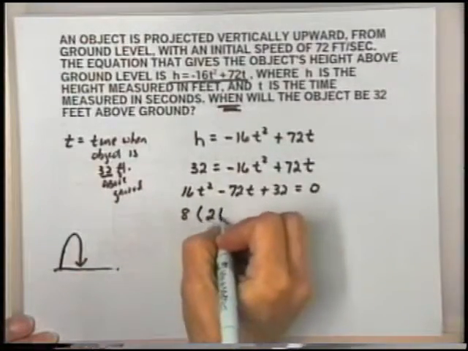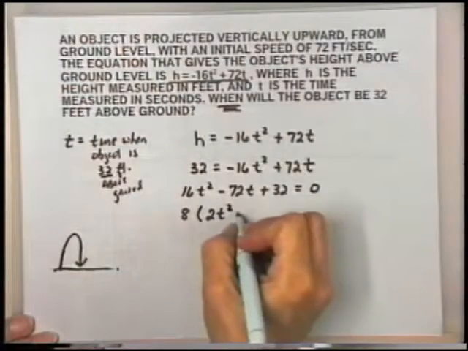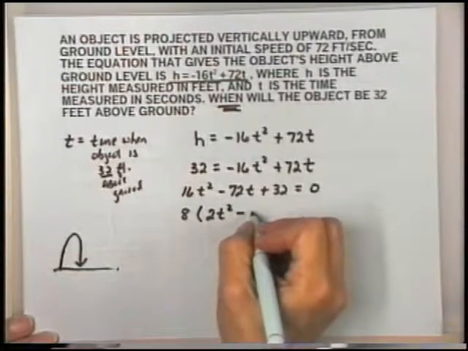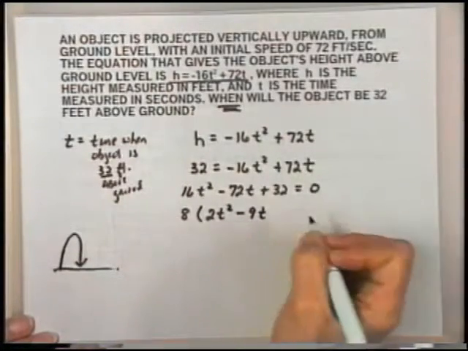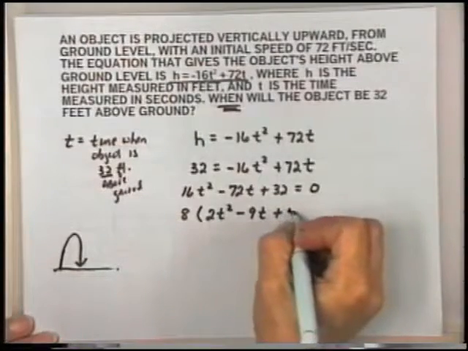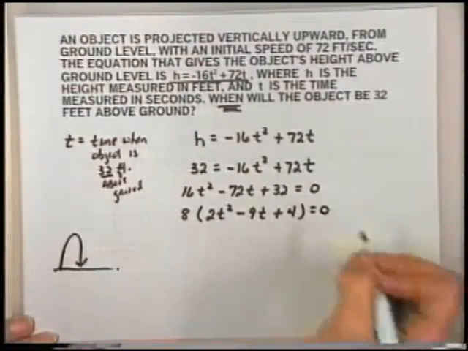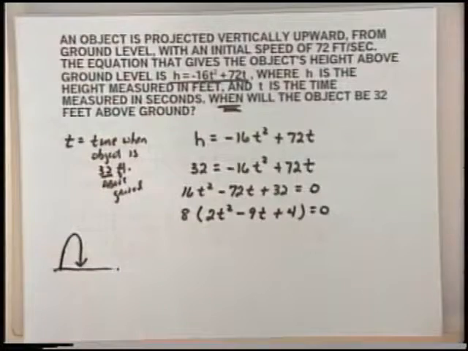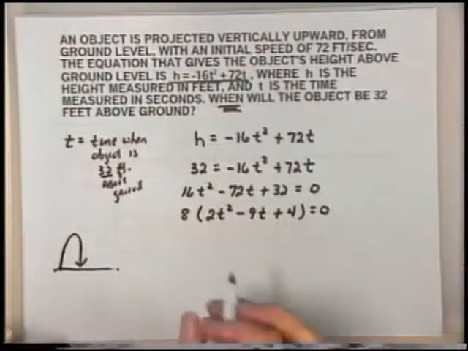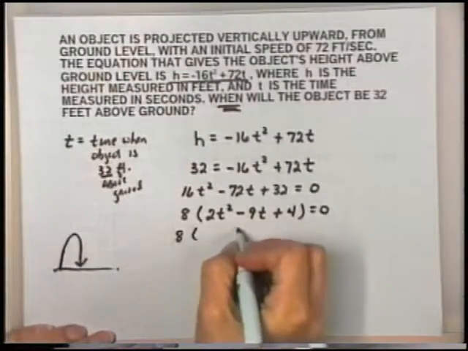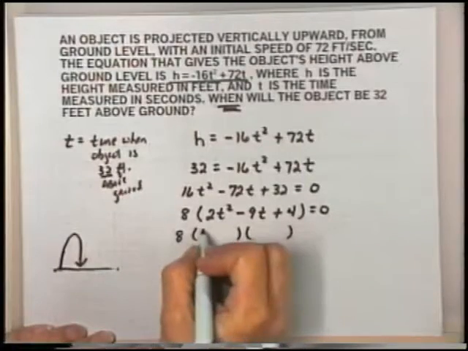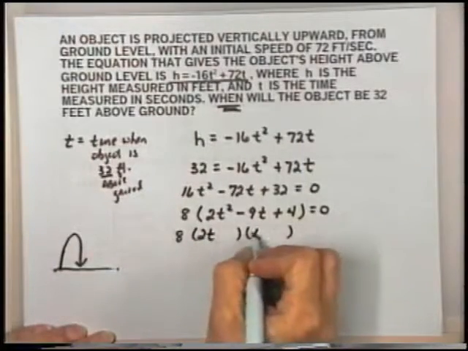If I divide 16t squared by 8, I get 2t squared, minus 72 divided by 8 is 9t, plus 4 times 8 is 32, and I did pull out the largest common factor. Now we'll bring that 8 down and we'll see if we can factor this second one.